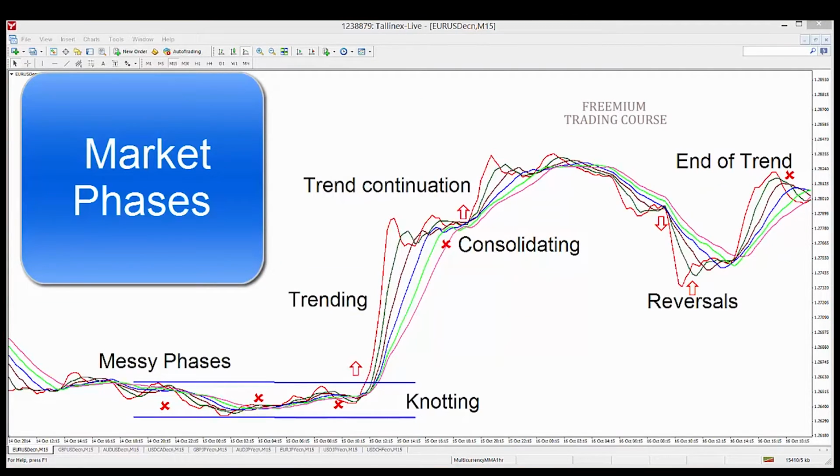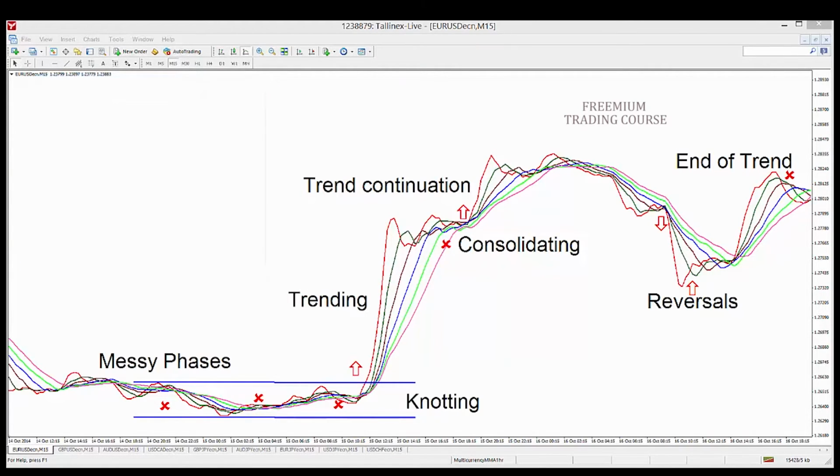In this lesson, we're going to look at using multiple moving averages to determine market phases. This is where the multiple moving averages are so good, in that it makes it so easy for you to see the market phases. On the screen, we have a number of market phases marked out, and I'll go through them one by one. Messy phases are when the price just ranges sideways in a random way. The worst type of market to try and trade, but again the multiple moving averages show you the sideways market.